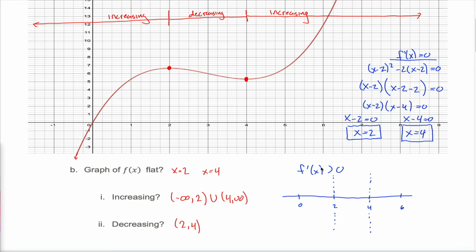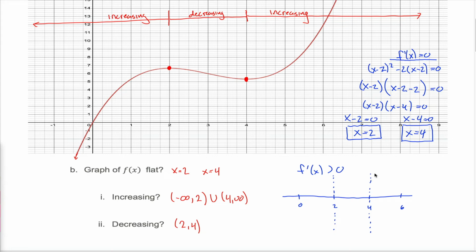I'm interested in when my derivative is greater than 0. That's going to happen on intervals, and it's only going to change from being greater than 0 to less than 0 at points where f prime of x equals 0. So it can only change at these dotted lines. What that means is I can just test a number in this region, and if f prime of x is greater than 0 at that number, then it must be greater than 0 at all numbers in that region.